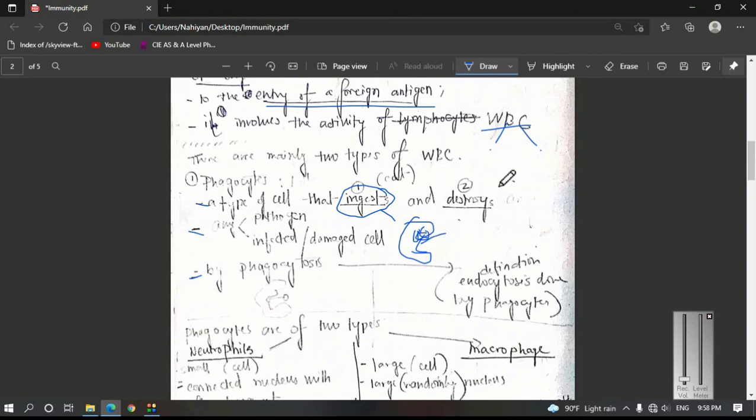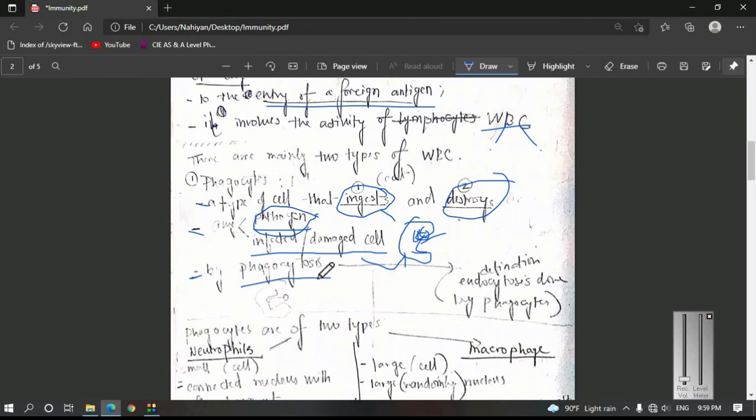By doing these two things, the thing that it destroys can be either the foreign particles, which is the pathogen, or it could be our own cell which has been infected or damaged. We don't need a damaged cell, so it has to be removed and new cells have to be formed. The process by which it does this is phagocytosis.